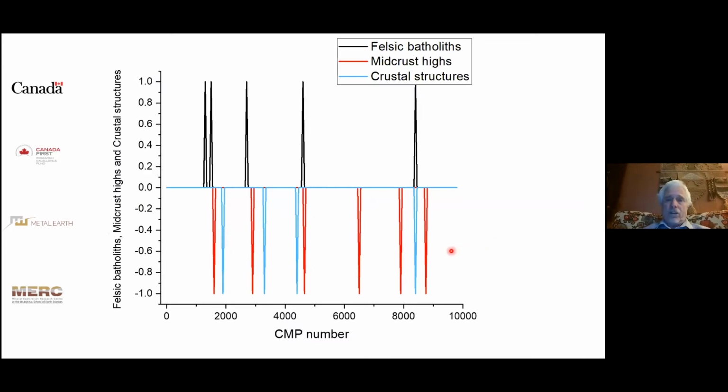So what I've done is I've plotted the location of the mid-crust highs and the mid-crust structures along the bottom here in blue and red, and on the top in black I've plotted the felsic batholith locations. So if you look at this, you can see that the batholith locations in some cases align with the red features, such as here and here, although there's also a blue one. But in this case, the felsic batholiths align with the blue features, which are the crustal structures. These mid-crust highs here don't have any felsic batholiths associated with them.